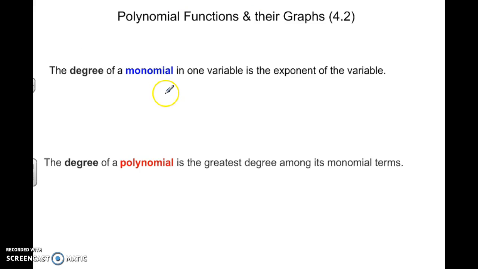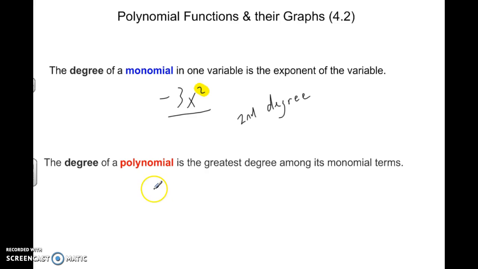So if you have a polynomial like negative 3x squared, that's a monomial, by the way, and the degree is really the exponent of the variable there. So this would be a second degree polynomial, monomial.